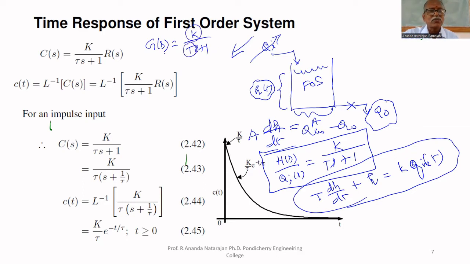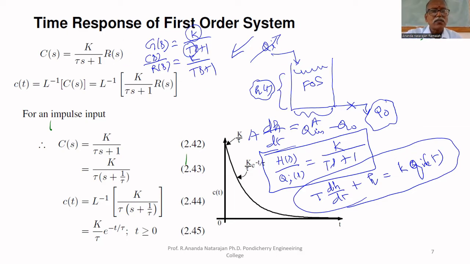K upon tau s plus 1, this is a first order system. Or I can write G of s as C of s upon R of s equal to K upon tau s plus 1. We can write it like this.